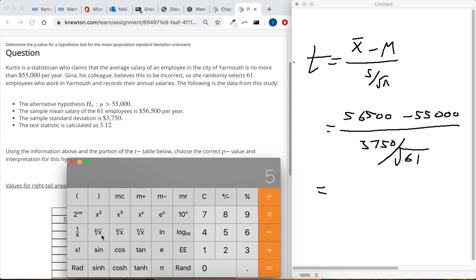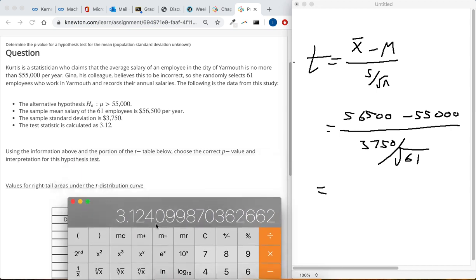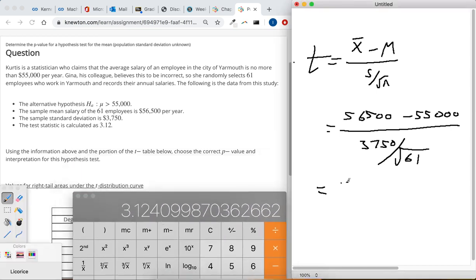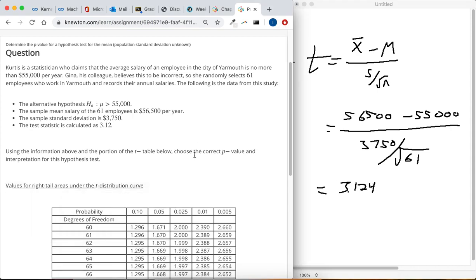If you're having trouble with what I'm doing here, just do it step by step. Subtract the top first and write that out. Do the square root and write the whole thing out again. Divide this by whatever you got for the square root, then write out whatever you have. Step by step. Make sure you get the same thing I get, about 3.124, because we need that test statistic.